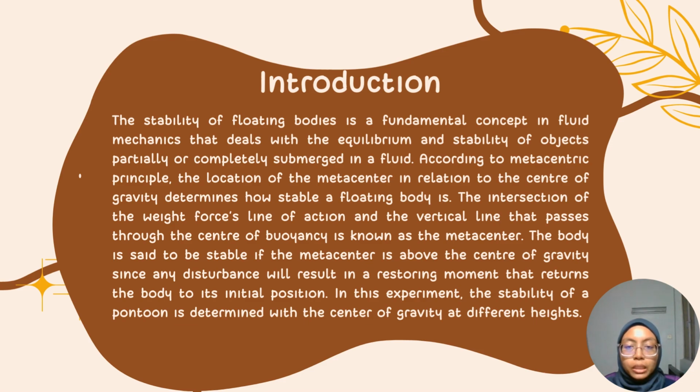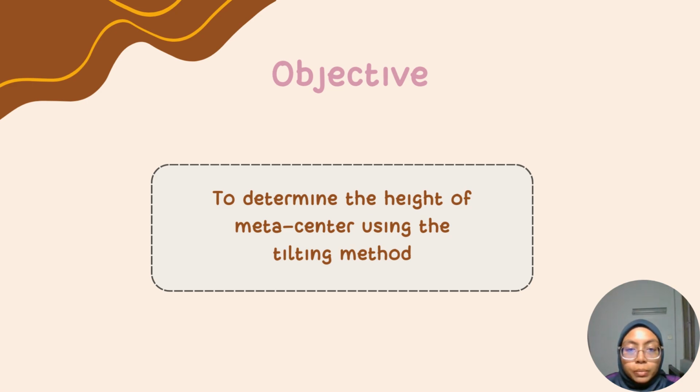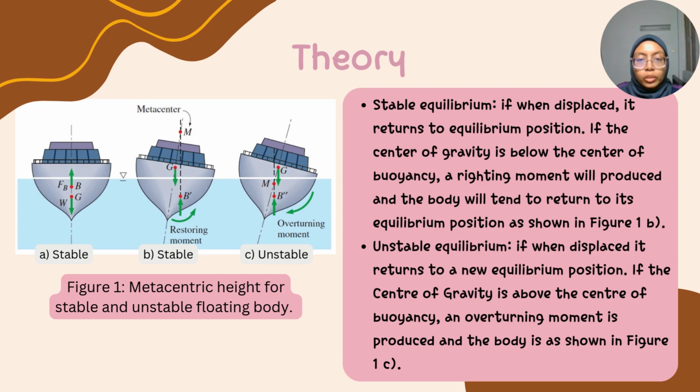So for this experiment, the stability of a pontoon is determined with the center of gravity at different heights. The objective of this experiment is to determine the height of the metacenter using the tilting method. For the theory part, we use a shape as an example to show how metacentric height will be determined.